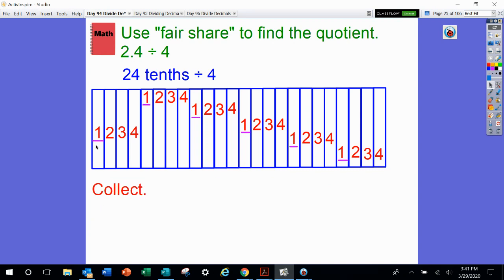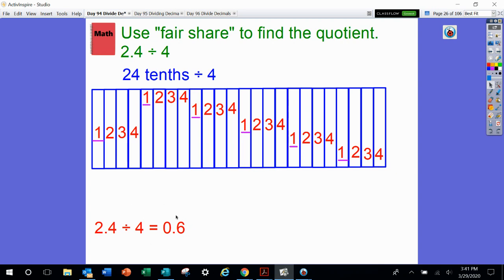So let's go ahead and count. How many tenths would be in group 1? 1, 2, 3, 4, 5, 6 tenths would be in each group. So in each of those 4 groups, if I have 24 tenths, I'd have 6 tenths in each of those 4 groups.